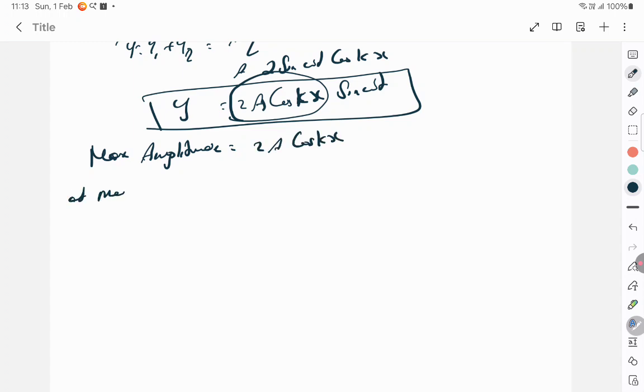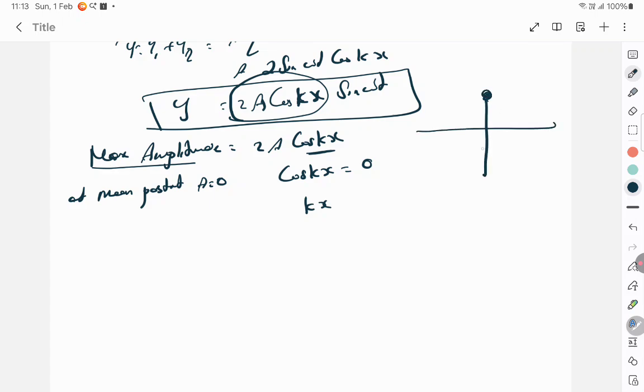At the mean position, the amplitude is going to become 0. For this to become 0, cos kx has to become 0, and cos becomes 0 at odd multiples of π/2: π/2, 3π/2, 5π/2, 7π/2. Therefore the general formula is (2n+1)/2 times π.